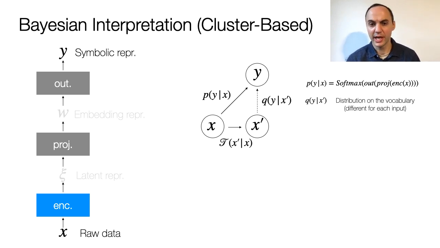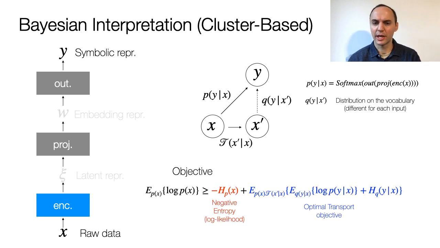We have P of y given x, which is a probabilistic classifier, and Q of y given x prime, which is a distribution on the vocabulary, on the symbols, and it is different for each of the inputs. Now, the data log likelihood can be lower bounded by the following quantity, where we have one term in red, which is again the negative entropy, and another term which consists of two addends, called the optimal transport objective. In this objective, we are optimizing with respect to the density Q and the density P.